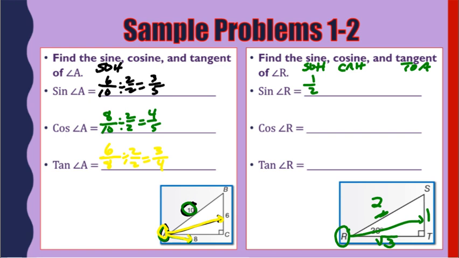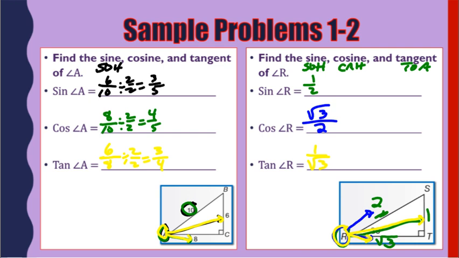Cosine of R, the adjacent, square root of 3, divided by the hypotenuse, which is 2. And then the tangent of R is opposite 1 over adjacent, which is the square root of 3.